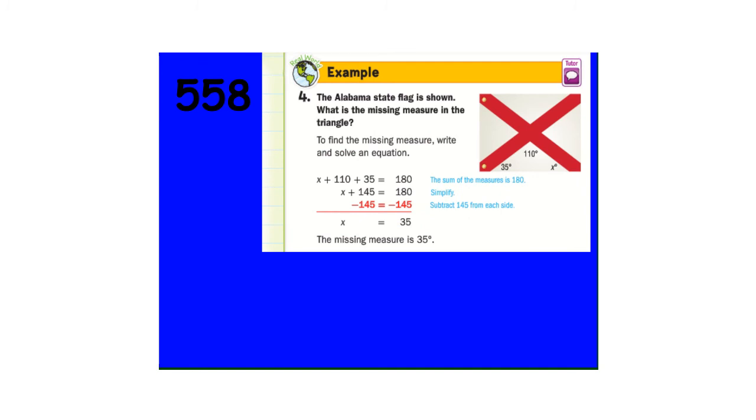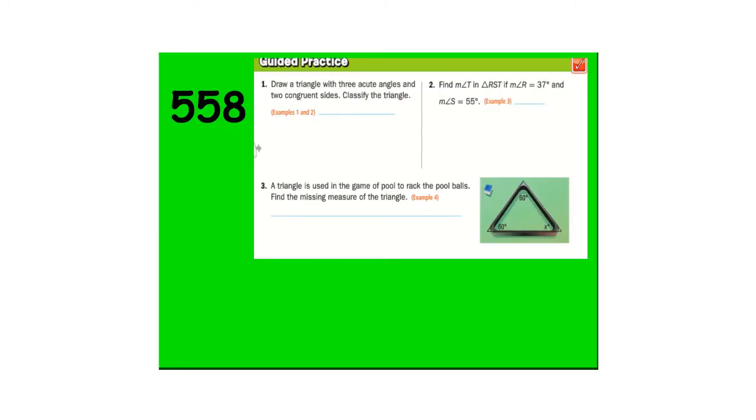Number 4, the Alabama state flag is shown. What is the missing measure? So we have 110 and 35. So we have 145 degrees so far in that triangle. That means the missing measure is 35 degrees. Go ahead and pause, do 1, 2, and 3.